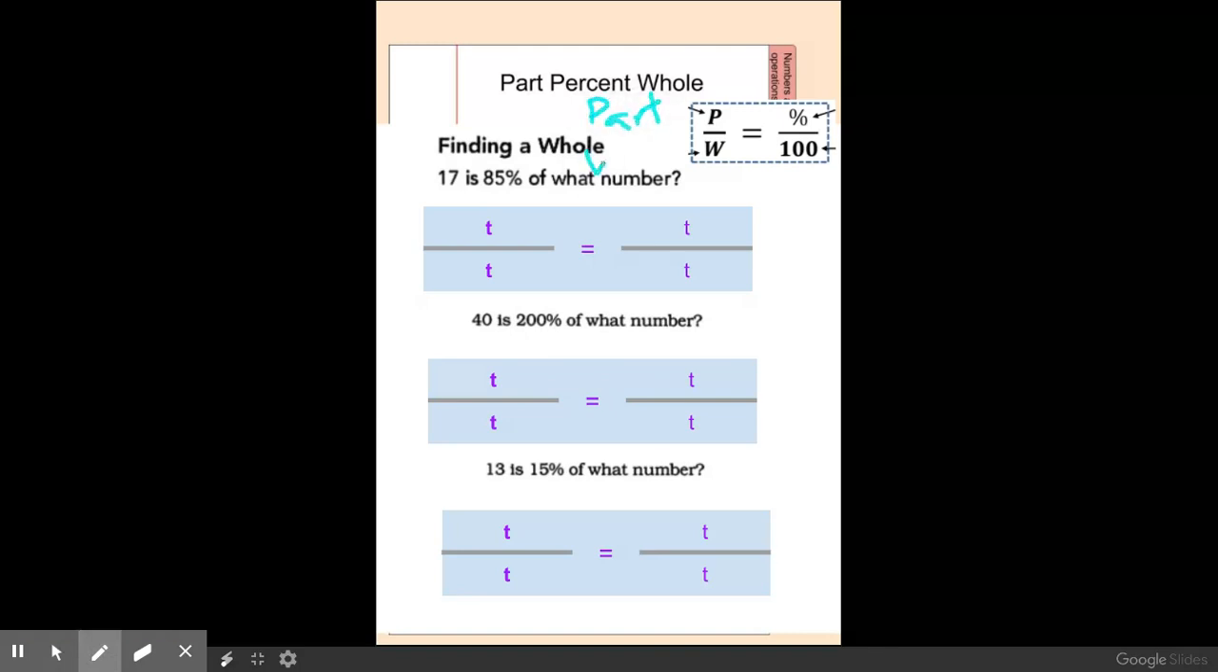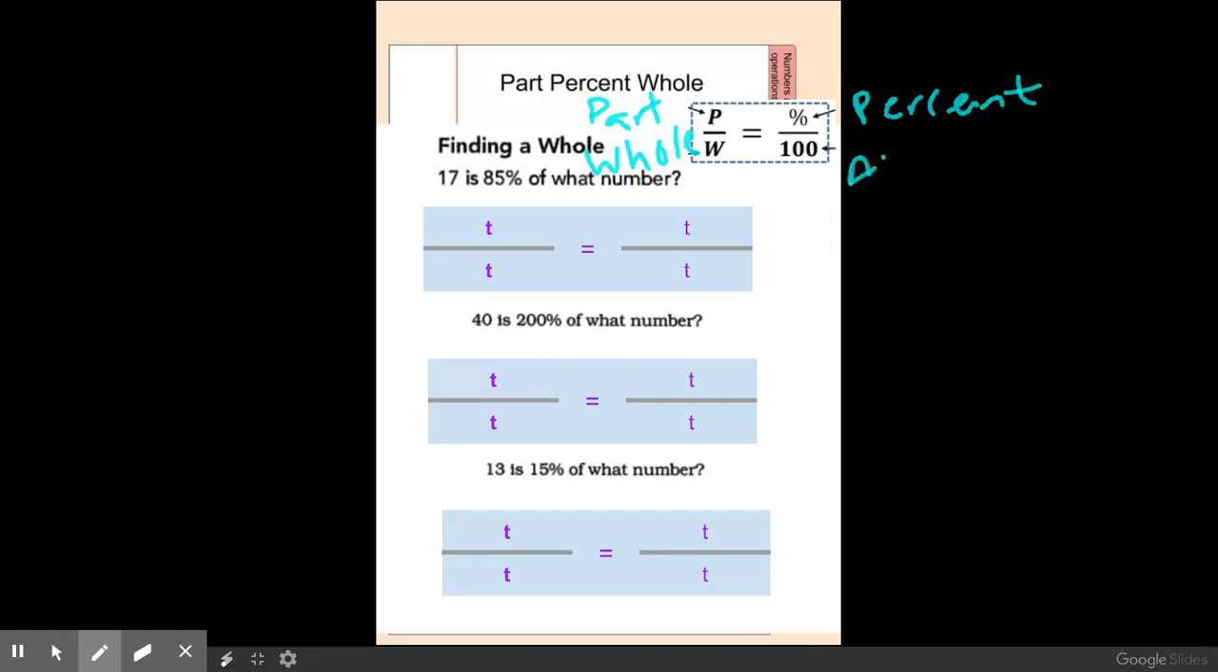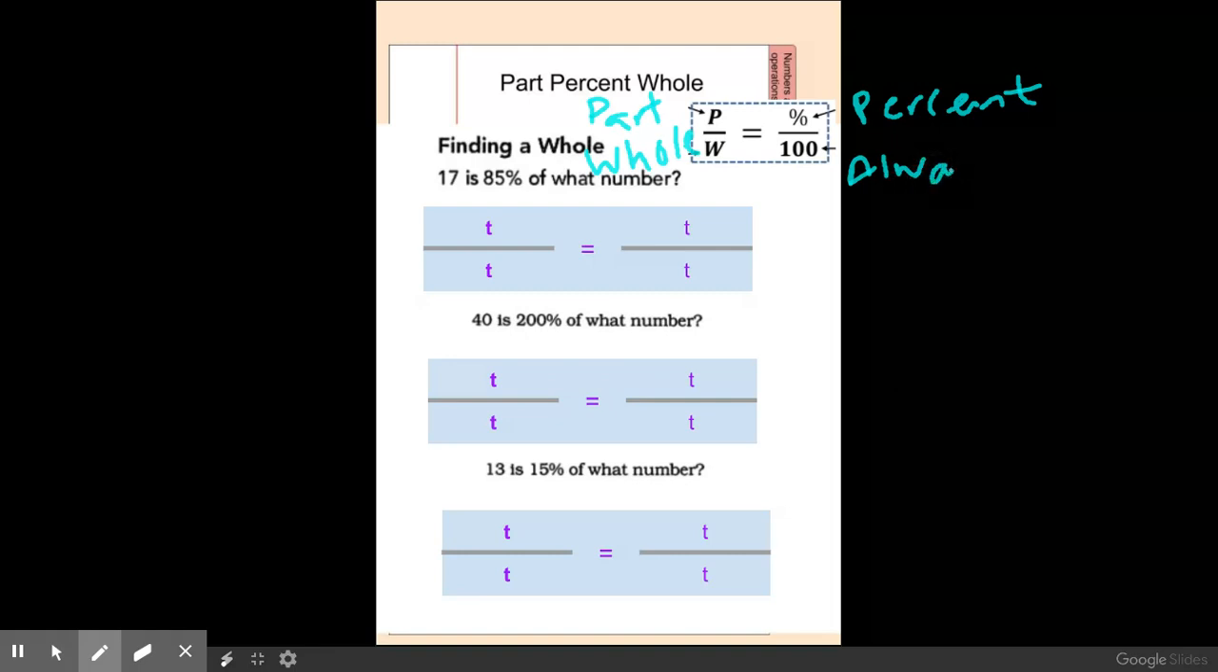The W stands for whole. Percent sign obviously stands for percent. And this is always 100 because percents are always out of 100. If you have the whole thing, you have 100%. Okay, so we're going to set up the first problem.